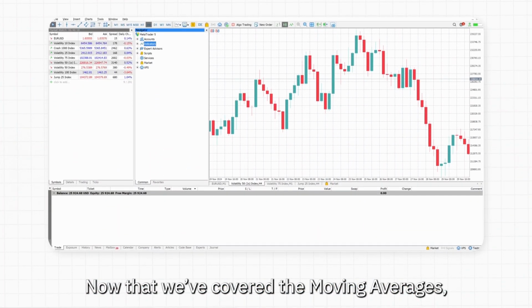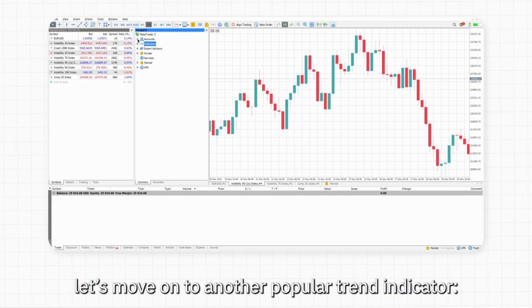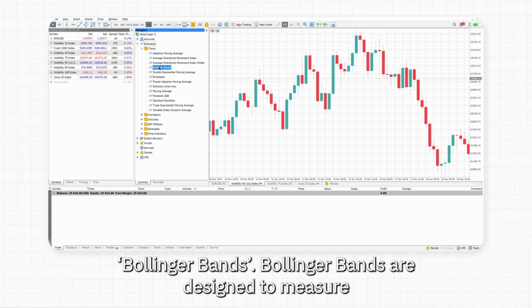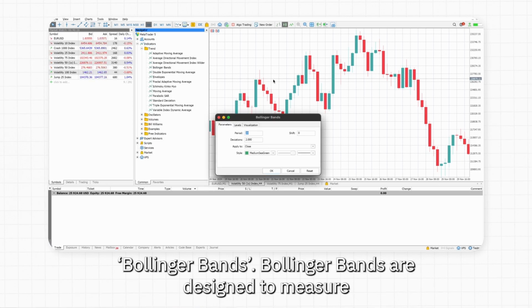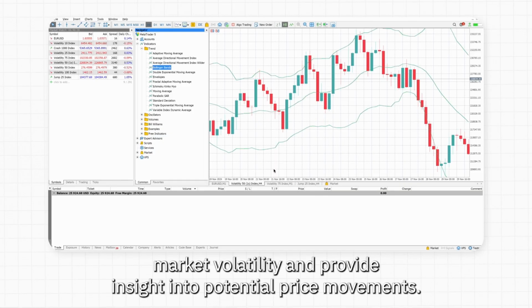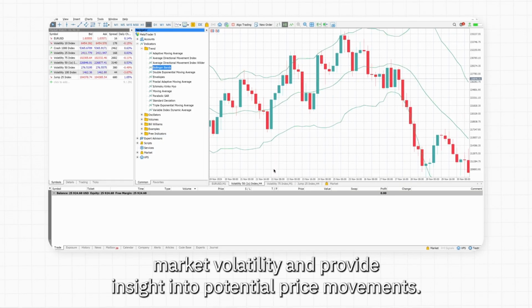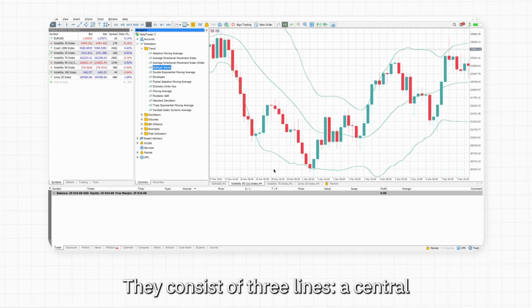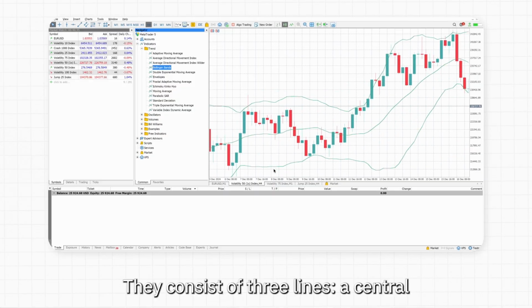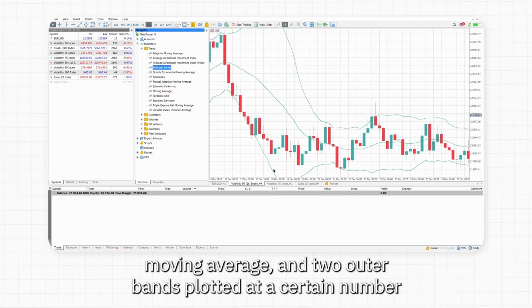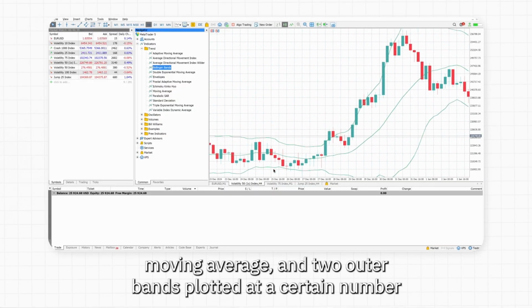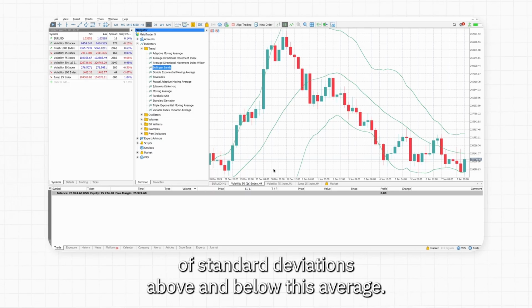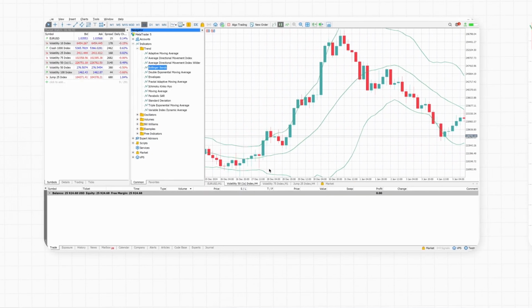Now that we have covered the moving averages, let's move on to another popular trend indicator, Bollinger Bands. Bollinger Bands are designed to measure market volatility and provide insight into potential price movements. They consist of three lines, a central moving average, and two outer bands plotted at a certain number of standard deviations above and below this average.